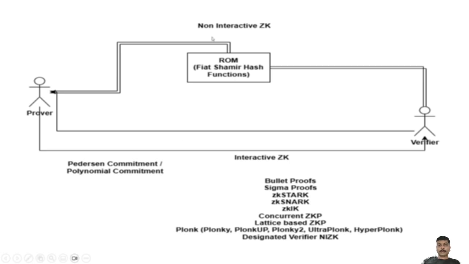But there are two different types of ZKs actually: one is interactive and the other is non-interactive. In the interactive one, the prover and verifier are sitting in an area where both can communicate with each other directly. There is no third party there, so this is an interactive system, interactive zero knowledge.